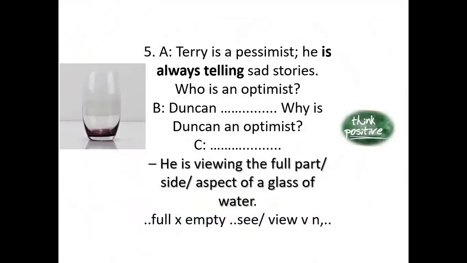Okay. Dialogue five. Terry is a pessimist. He is always telling sad stories. Who is an optimist? Duncan is an optimist. Why do you think so? Why is Duncan an optimist? Because he is always telling happy stories without sadness in them.